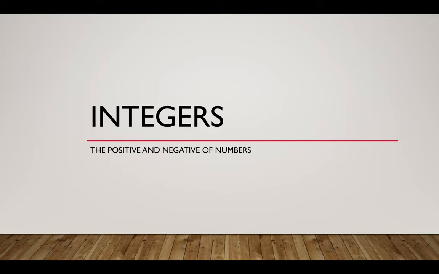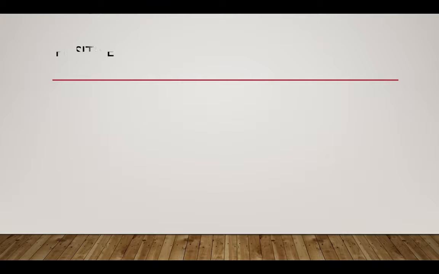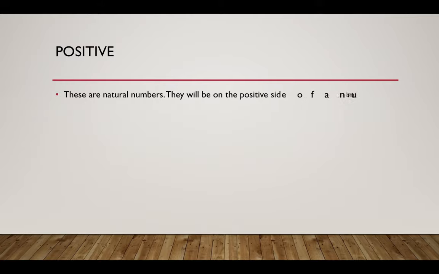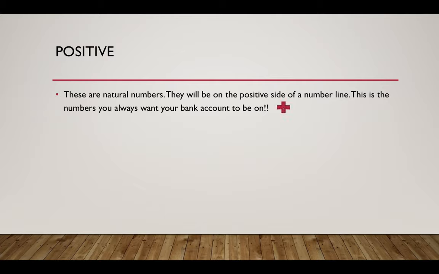Integers, the positive and negative of numbers. Let's look at those positive numbers. These are the natural numbers. They will be on the positive side of a number line. This is the number you always want your bank account to be on.